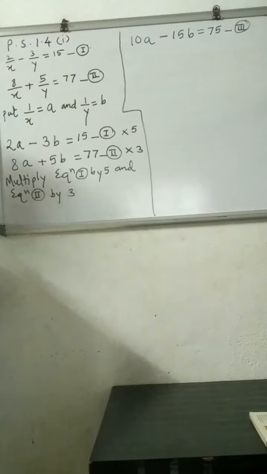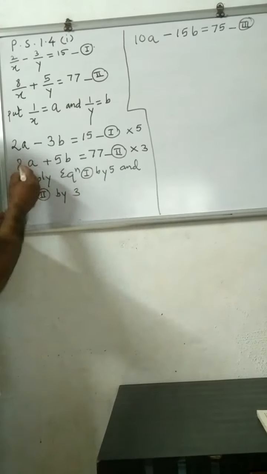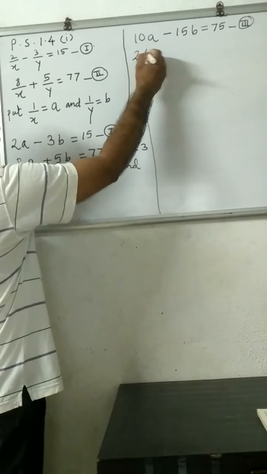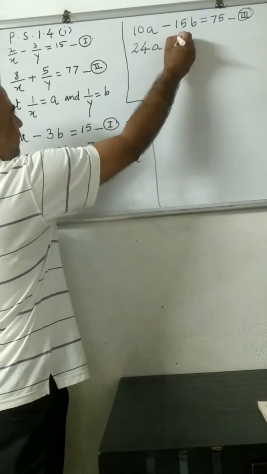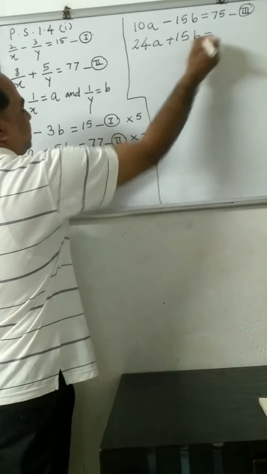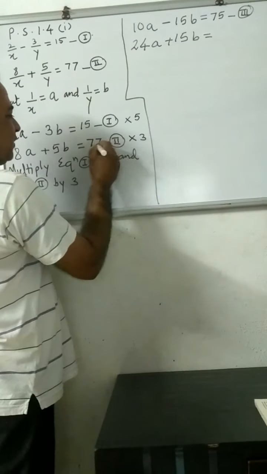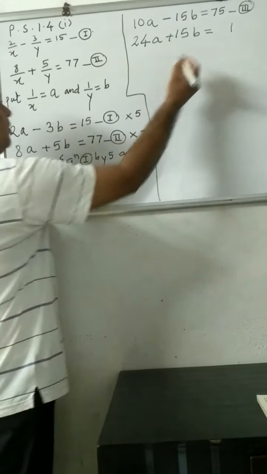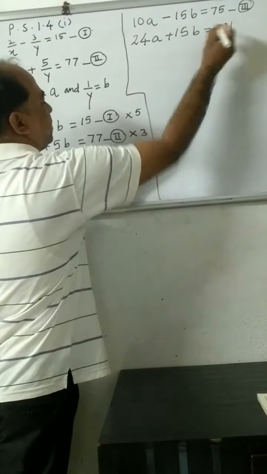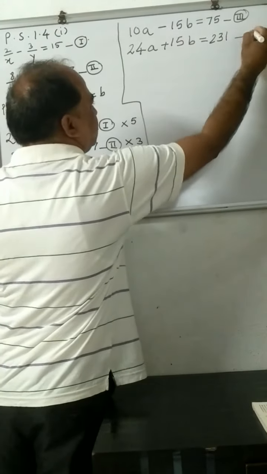Similarly, multiply the second equation by 3. So each term you have to multiply here. 3 8s are 24a plus 3 5s are 15b is equal to 3 into 77. 3 7s are 21, carry 2. Again 3 7s are 21 plus 2, 23. That is 231. This is the equation number 4.